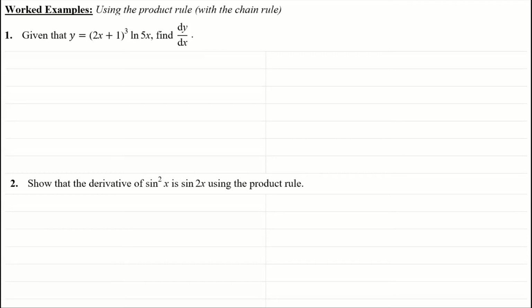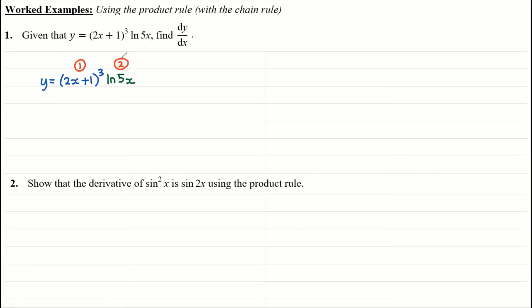So for our first example, first thing to do is to write out what we've been given. So it's an equation with y as a subject. So that's (2x plus 1) cubed multiplied by the second function, which is, of course, the natural log of 5x. So you can see clearly that these are two distinct functions which form a product. So we have to use the product rule. I'm going to label the blue function 1 and the green function 2.